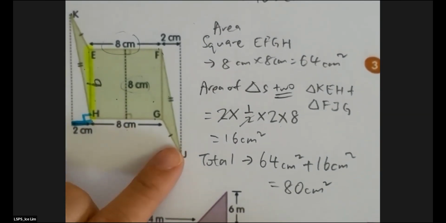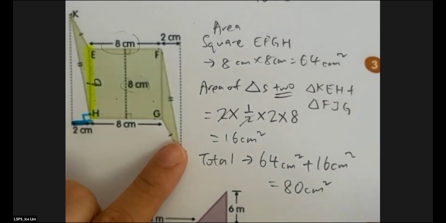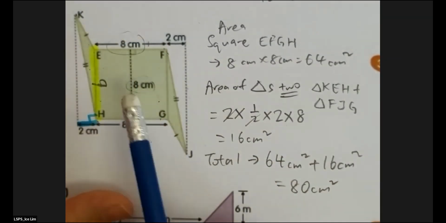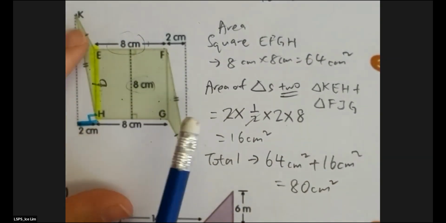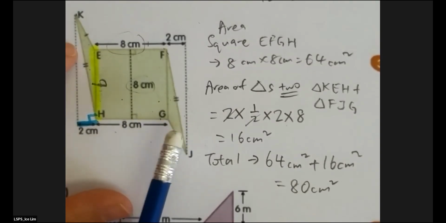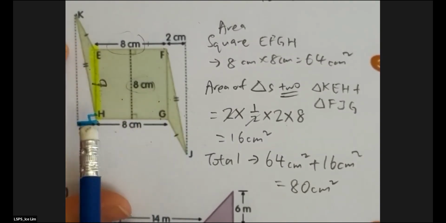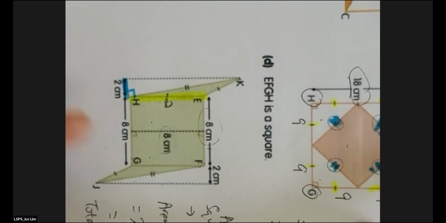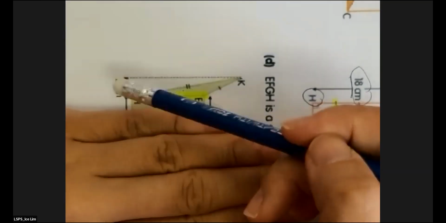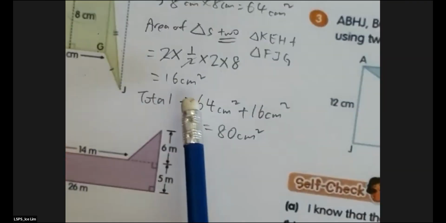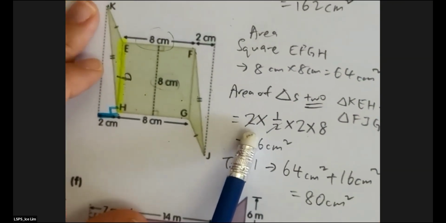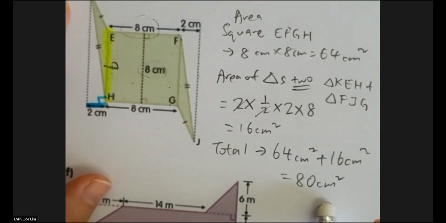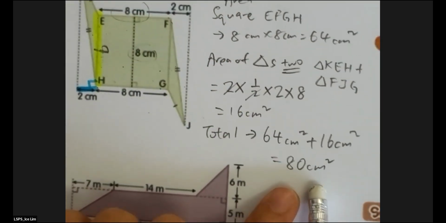Can? Am I going too fast? A little bit. Okay. So what I did was I cut this shape into the square in the middle and the two triangles at the side. The two triangles are the same. The base is 8. When I get the triangle to stand up this way, it's easier to see. The base is 8, the height is 2. Two triangles, so I use 2: 2 times half times 2 times 8. Can you understand? Then I add them up. That's the final answer.